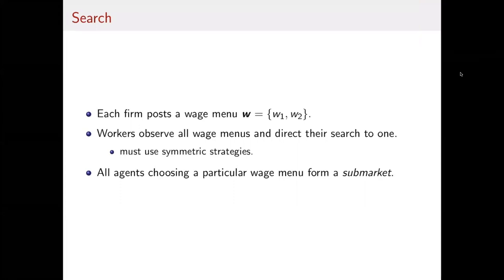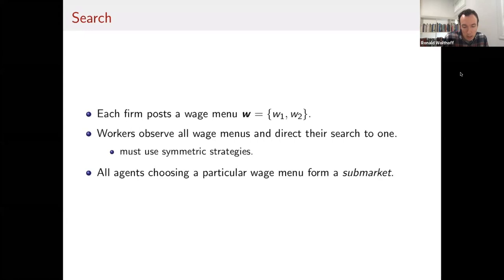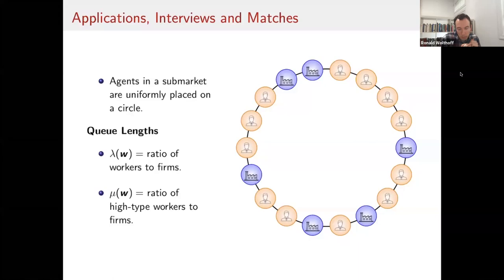Okay, so let me then describe the micro foundation within the submarket that we're going to use. Within a submarket, we have workers and firms. And first, let's denote the queue lengths. We're going to have two types of queue lengths here. There's going to be the total queue length, which is the ratio of workers to firms. We're going to denote that by lambda, as a function of that wage menu. And then we have mu, which is the ratio of high type workers to firms. Lambda minus mu is the queue length of low type workers. Rather than having a lambda one and lambda two, this is the way we set things up: the total queue length and the queue of high types.